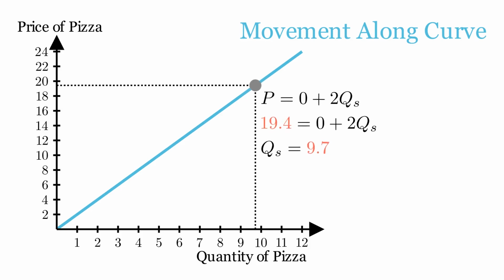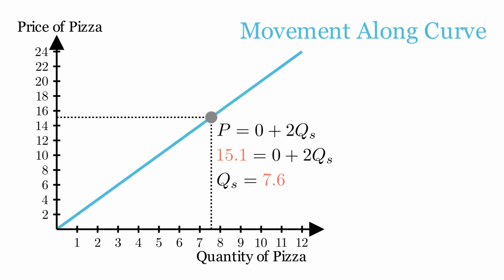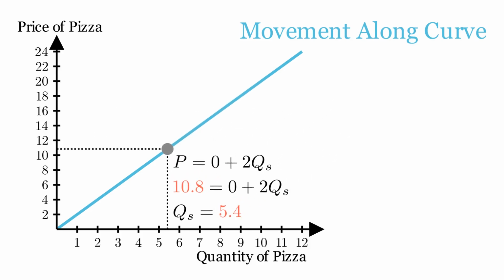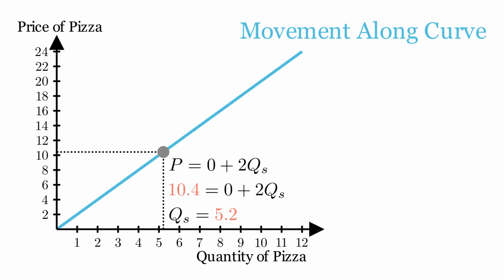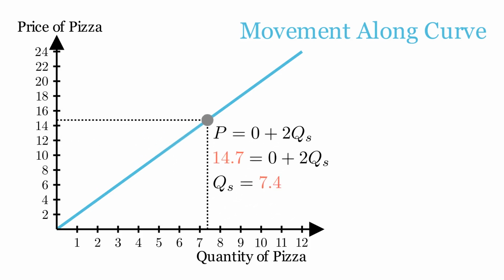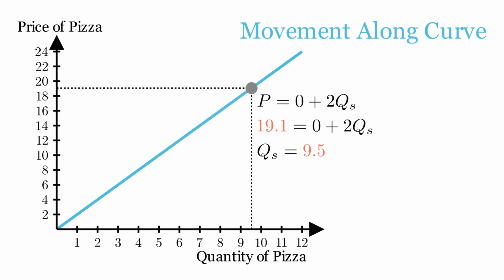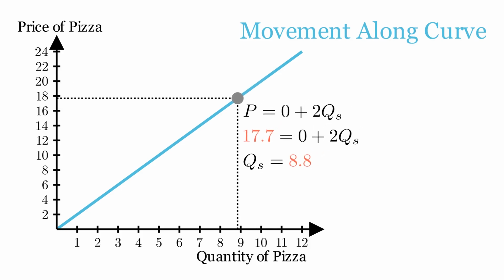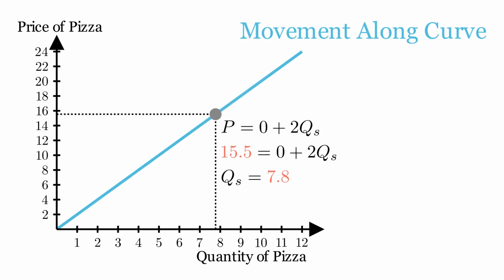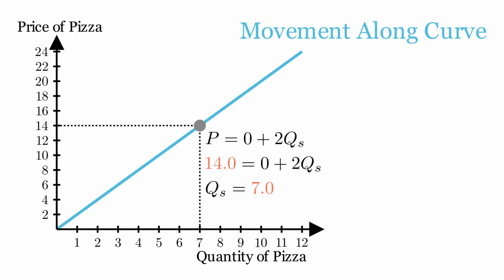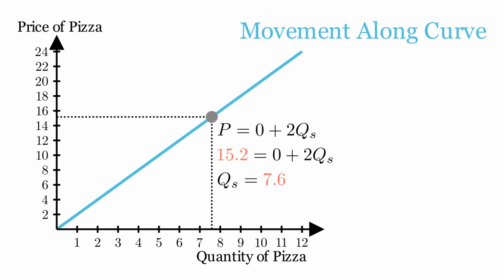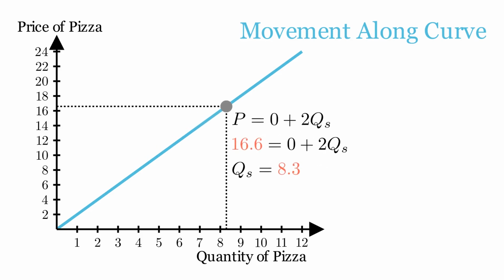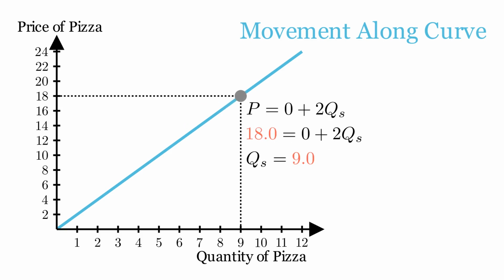As we continue changing the price in the same equation, the quantity supplied also changes accordingly. Simultaneously, the point continues to move along the same supply curve. Notice that only the value of price changes, while the supply equation itself remains unchanged. Therefore, the point stays on the same curve because the supply equation represents the relationship between price and quantity supplied.